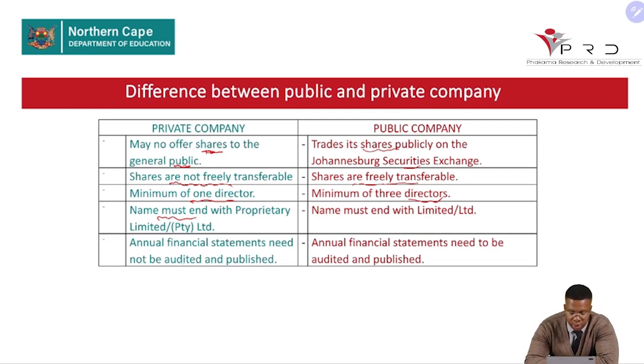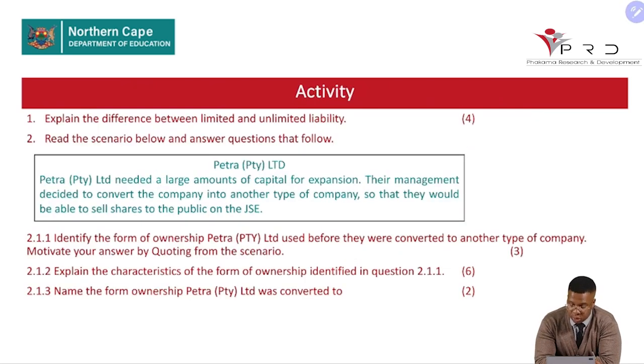And then annual financial statements need not be audited for a private company, whereas for a public company annual financial statements need to be audited and published. Then let us look into an activity.